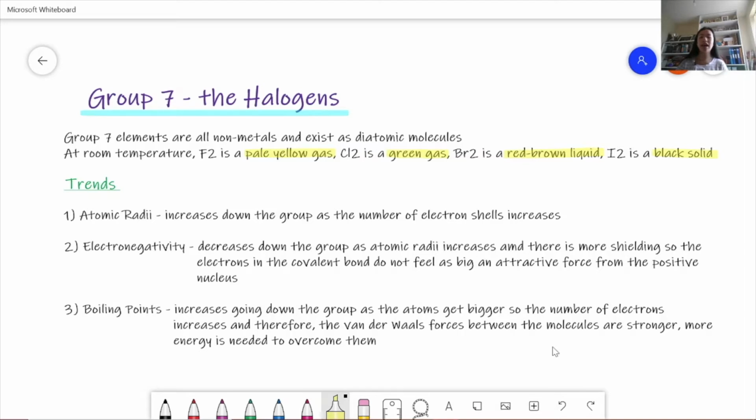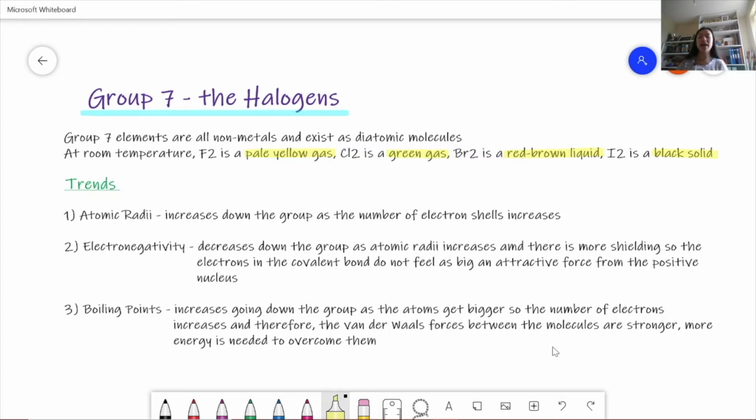And so the trends we have for group 7 are that the atomic radii increases down the group, and this is because the number of electron shells increases. So for example, fluorine is in period 2, so its outer electron is in 2p5 compared to chlorine, which is in period 3, so its outermost electron is in 3p5. So it has that extra electron shell, and so the atomic radii increases.